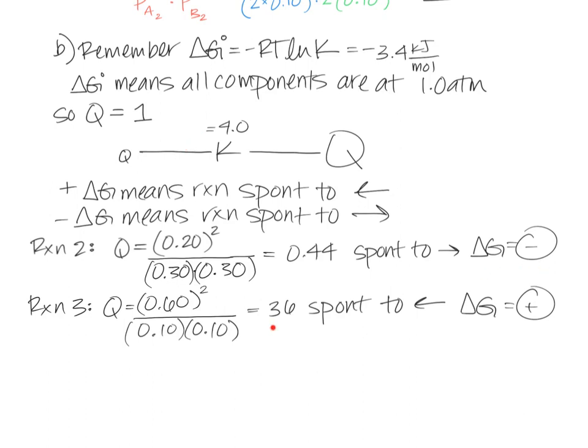And the opposite is true for reaction 3. I have 36 for reaction 3's Q, so that means the reaction has to go to the left, in the reverse direction, in order to reach equilibrium, so the reaction delta G is positive. So the most negative would be reaction 2, the most positive is reaction 3, and reaction 1 is 0 because it's at equilibrium. Let me know if you have any questions, and that's the end of chapter 20 content.